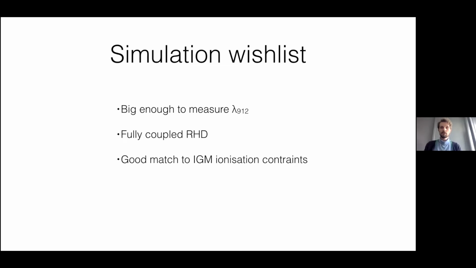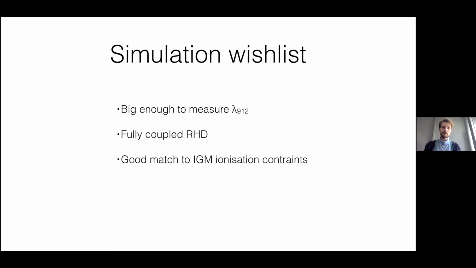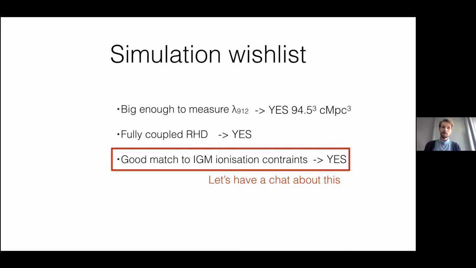I've kind of spoiled you with the title, but we're going to use Cosmic Dawn 3 to do this. And just to go back over the bullet points: is it big enough? Yes. Does it have fully coupled RHD? Also. And I want to focus on this last point, which is the agreement with the constraints we have on the ionization of the IGM towards the end of reionization.